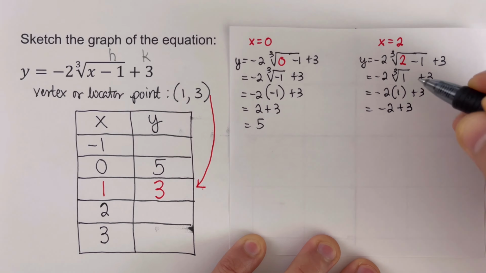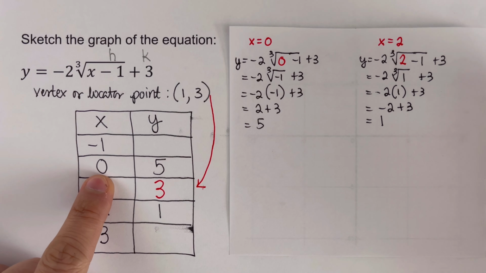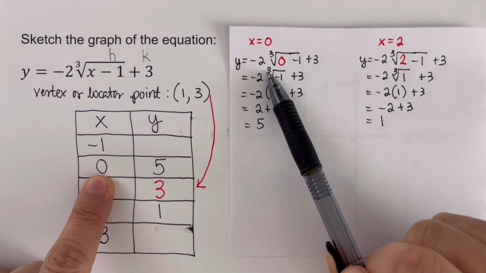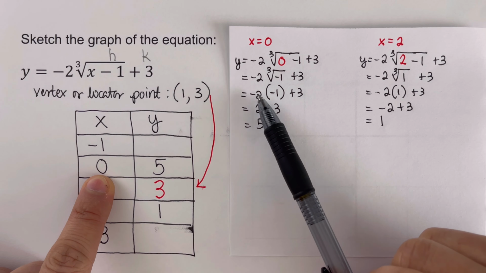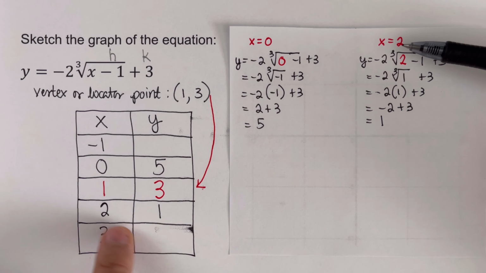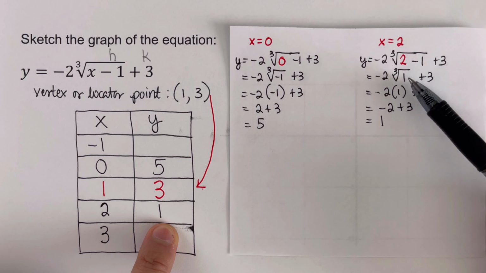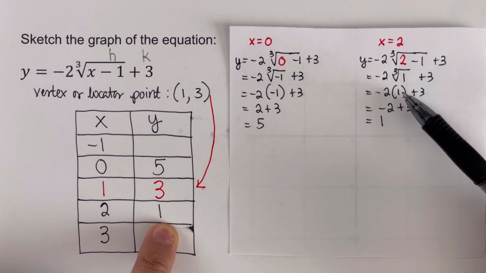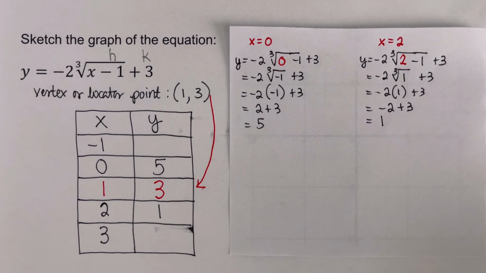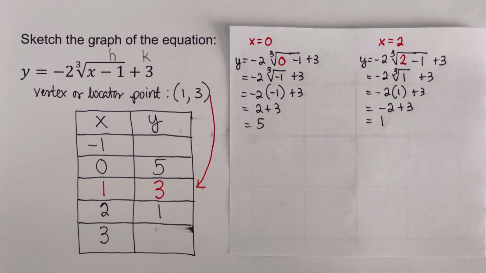Okay, so what I did here was I determined the value of y when x is 0. So I plugged it in. 0 minus 1 is negative 1. The cube root of negative 1 is negative 1. So negative 2 times negative 1 is positive 2, plus 3 is 5. When we have a positive 2 right here, I plugged the 2 into the x. So 2 minus 1 is positive 1. The cube root of 1 is 1. So negative 2 times 1 is negative 2, plus 3 is positive 1. And I'm going to show the work for the rest of these, when x is negative 1 and x is 3, on the side down here.